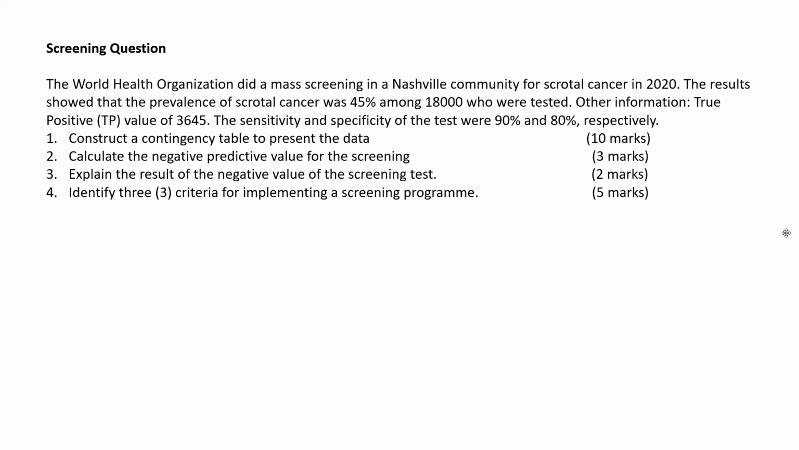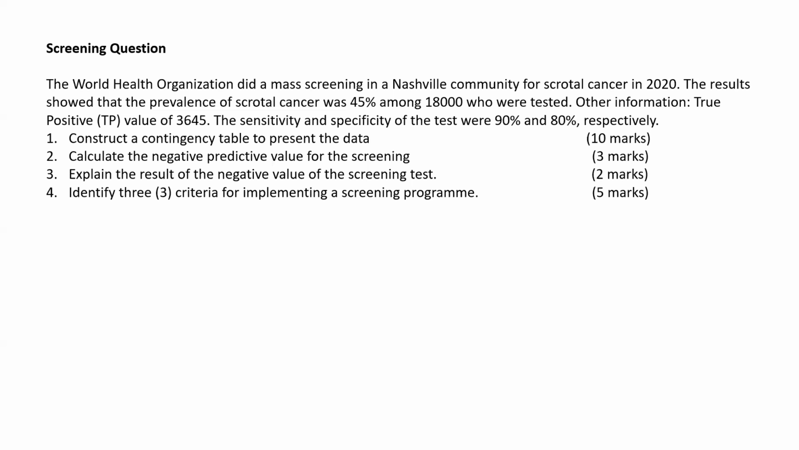You are asked to construct a contingency table to prepare the data and then to calculate the negative predictive value for the screening, explain the results of the negative predictive value of the screening test, and then identify 3 criteria for implementing a screening program. We will do questions 1 to 3 for this session.